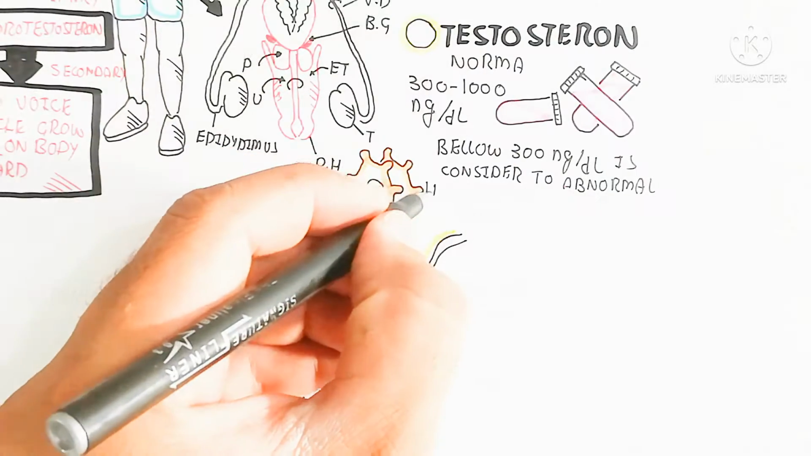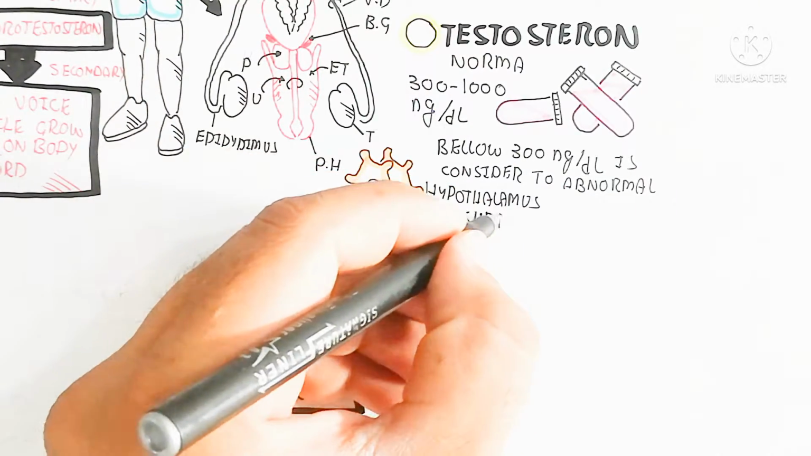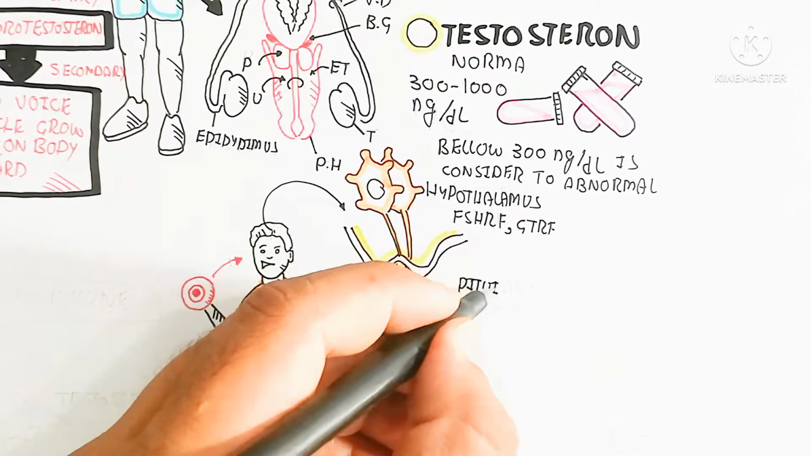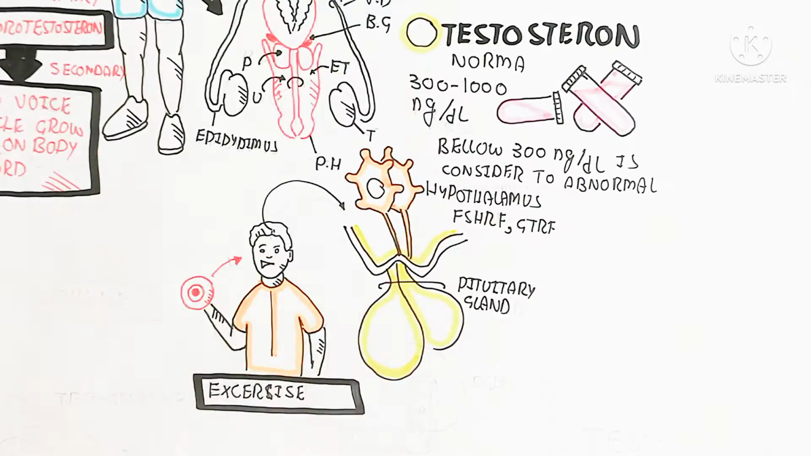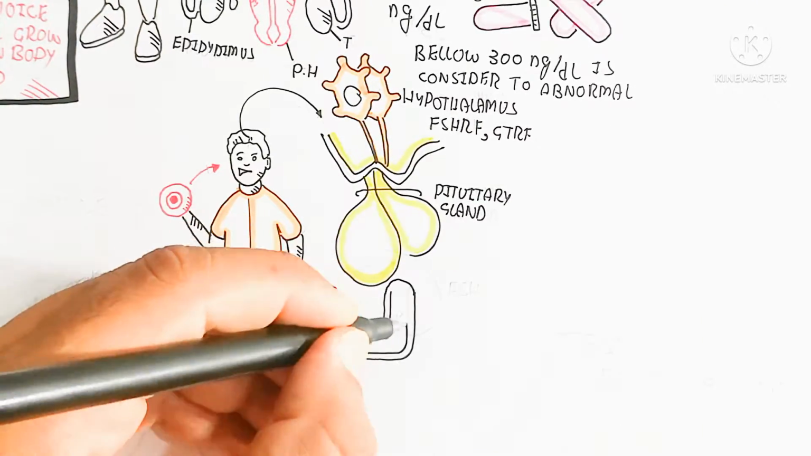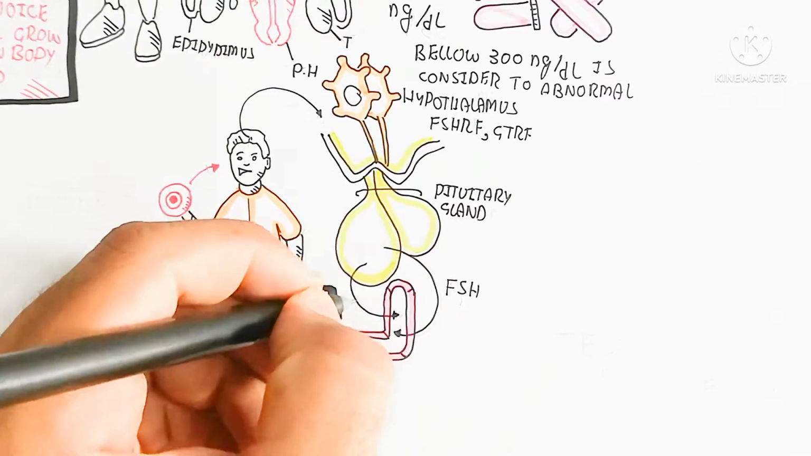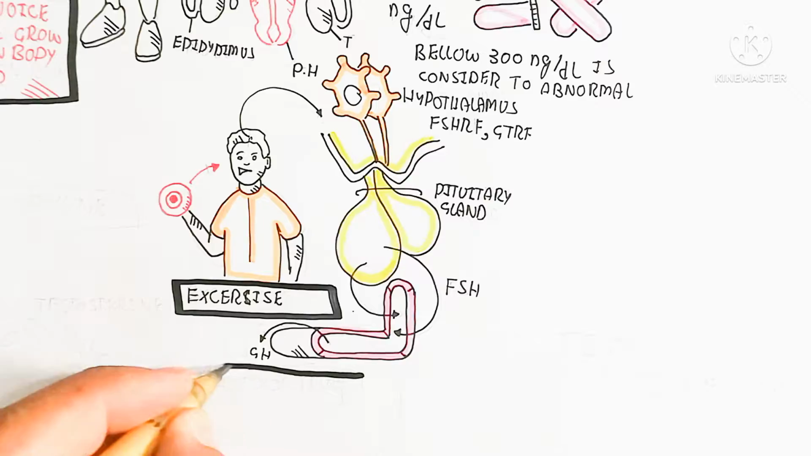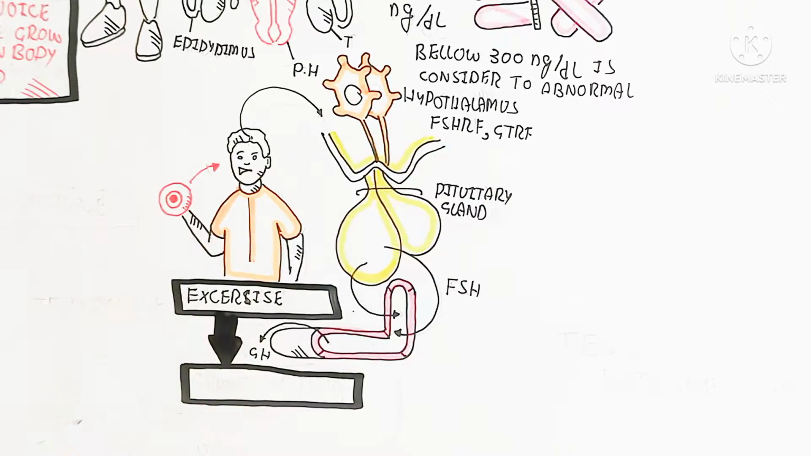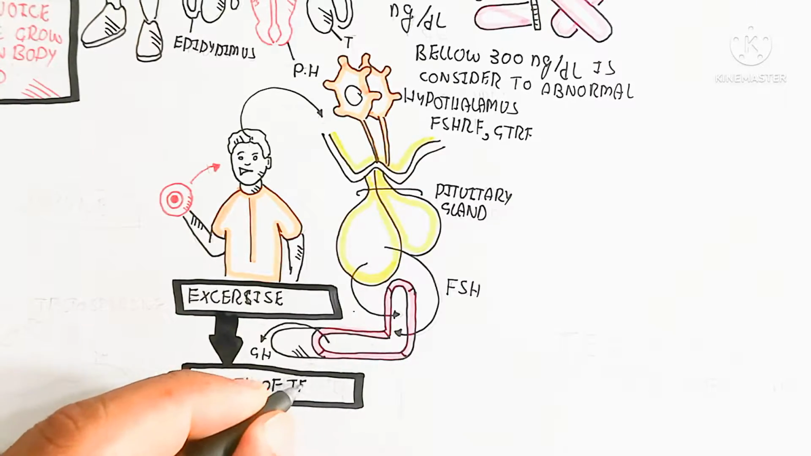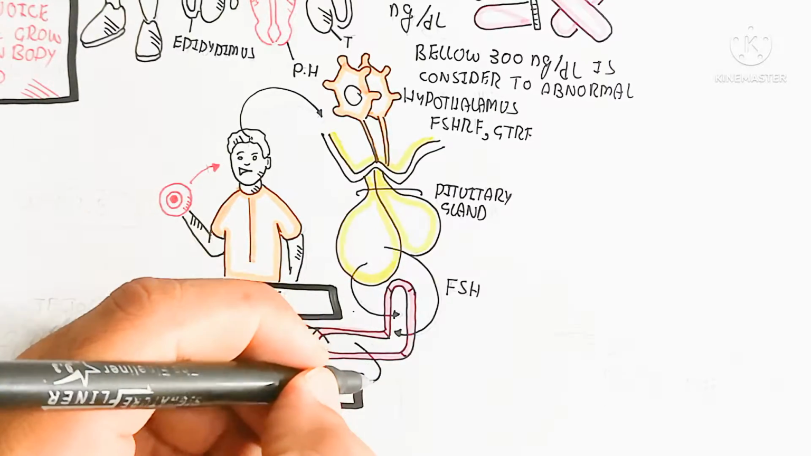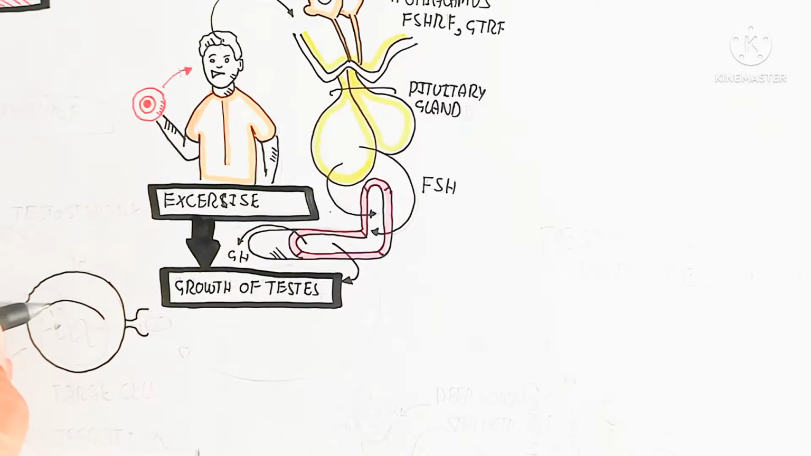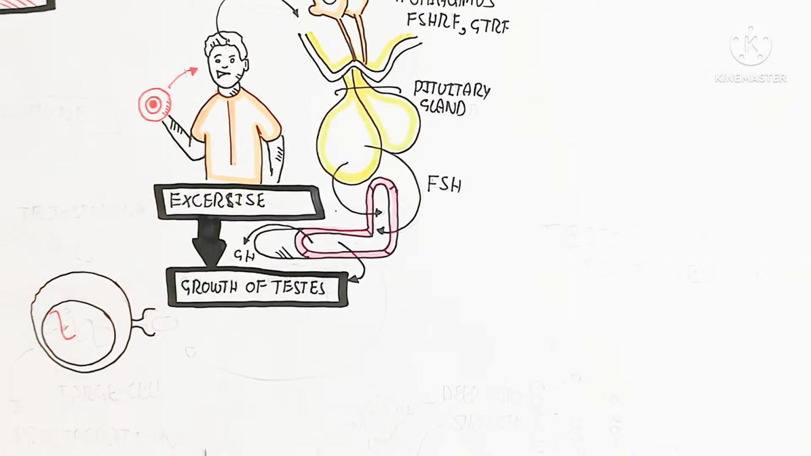This is the pituitary gland, and the upper part above it is known as the hypothalamus, which is responsible for the secretion of follicle stimulating hormone releasing factor and gonadotropin releasing factor, which bind with the Leydig cell of the testes. Follicle stimulating hormone is an endocrine hormone released from the anterior part of the pituitary, the adenohypophysis. During exercise, growth hormone is also produced, and this growth hormone leads to growth of the testes.